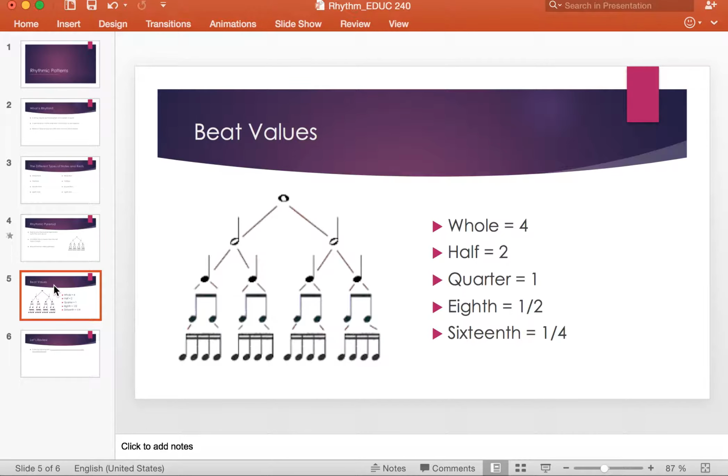The next slide, we're going to talk about beat values, which is getting into more of the music theory behind the notes and how we actually operate and perform rhythmic values.